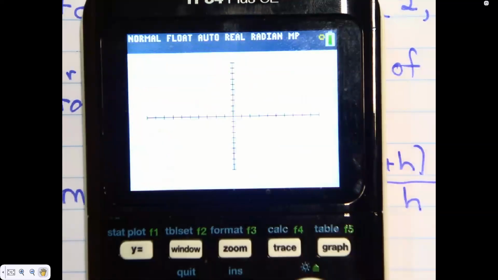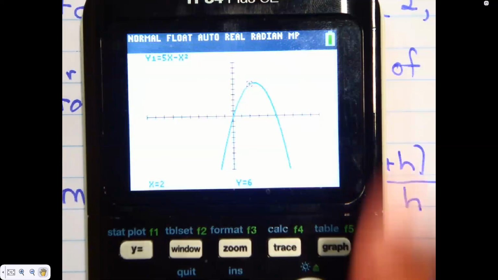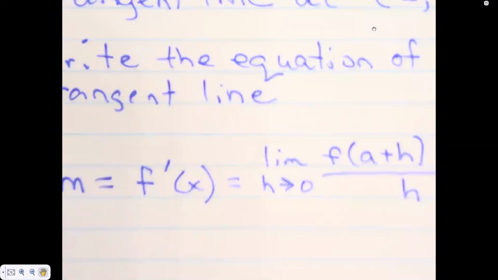So let's graph it. There's that guy. Okay, and now I'm going to hit trace and 2. I want to find the slope right there at that point. I want to find the slope of the tangent line. So we'll also draw on the tangent line when we're done, so you can visually see what that looks like. But I want to know the slope right there at that 1 point on the curve. All right, so we'll come back to that guy. So let's use this.